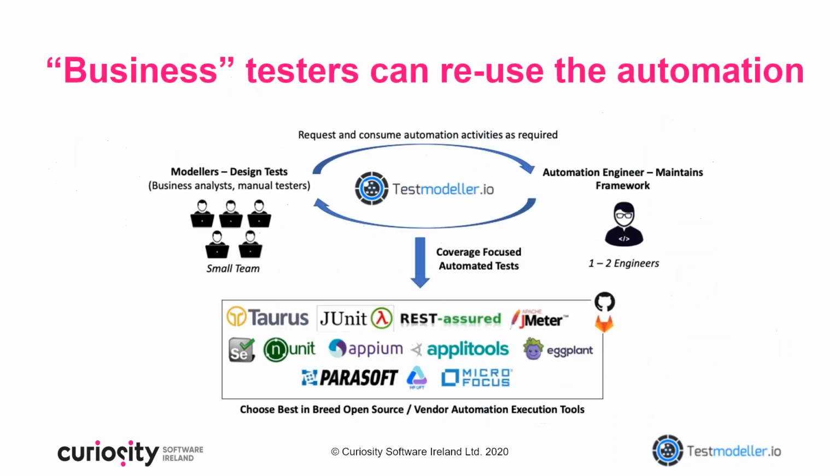Now, one of the main benefits here for using Test Modeler with UFT is that you only need one or two good automation engineers sat there maintaining the frameworks and really just keeping the wheels on all of our automation. What we can have in Test Modeler is a much larger team of business users, such as business analysts, product owners, and even perhaps some manual testers who are living inside Test Modeler, creating models of how the system should work, and they can leverage all of the automation actions which are being created by our automation engineers.